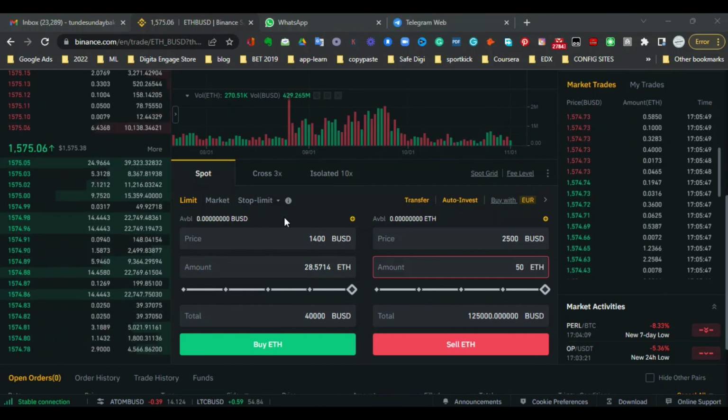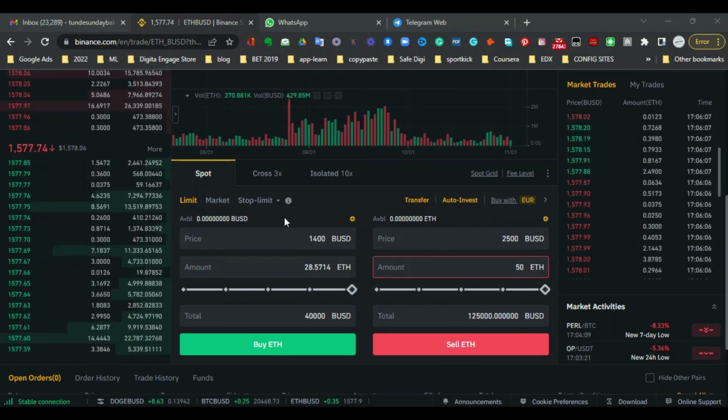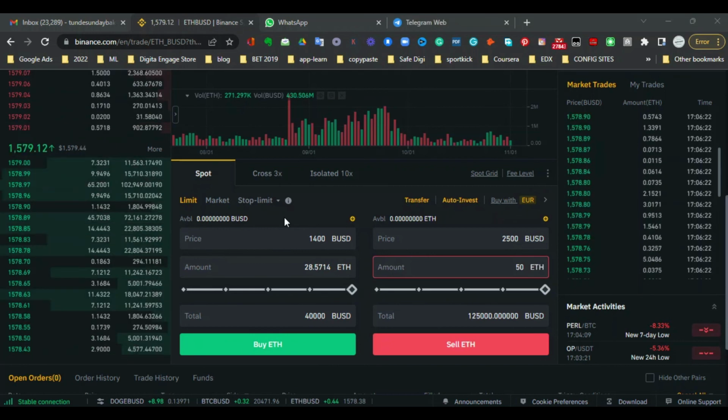We have discussed what spot trade is all about, how to place a spot trade. We have discussed that we have three types of spot trade: market order, limit order, and stop limit order. We've discussed market order and limit order, how to place the buy market order, the sell market order, buy limit order, and sell limit order.